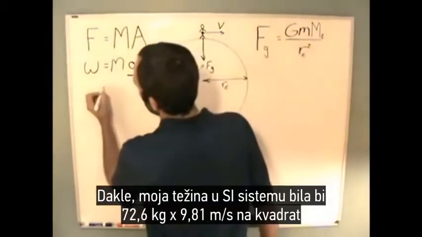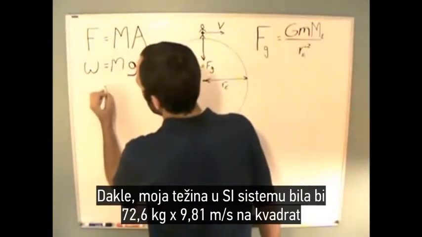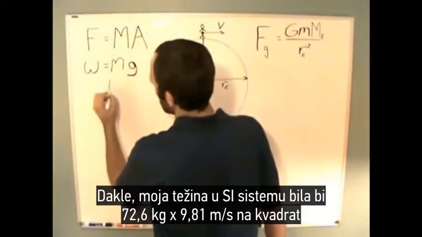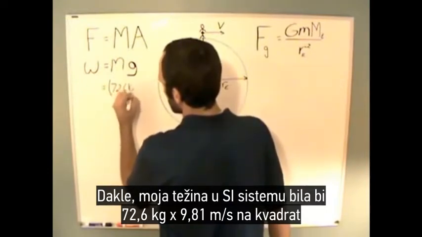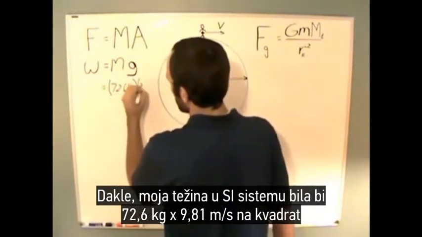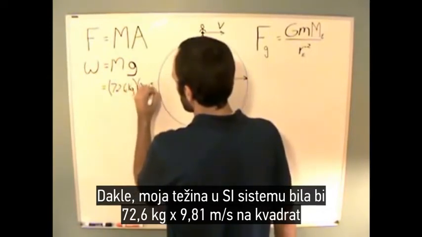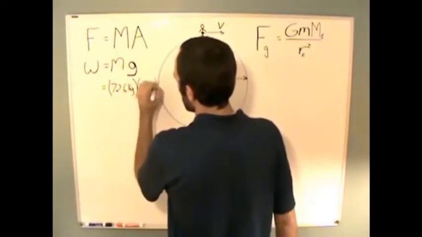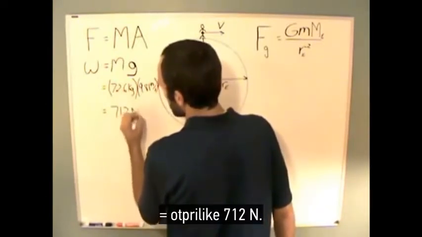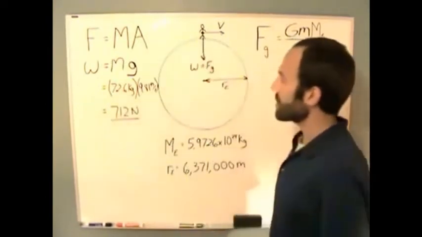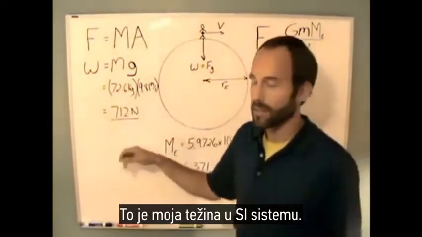So my weight in the metric system would be 72.6 kilograms times 9.81 meters per second squared, which equals roughly 712 newtons. Okay? That's my weight in metric units.